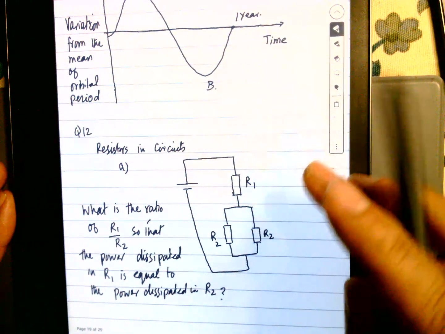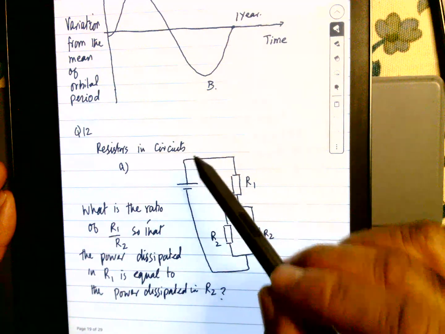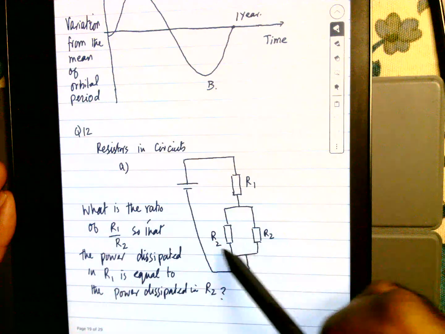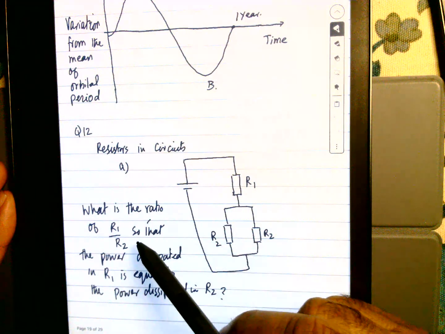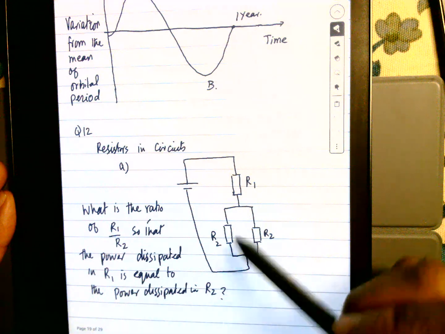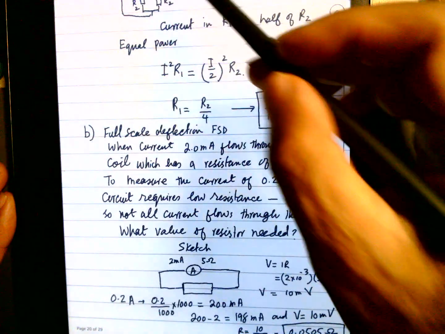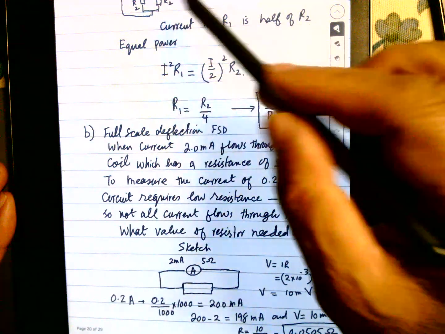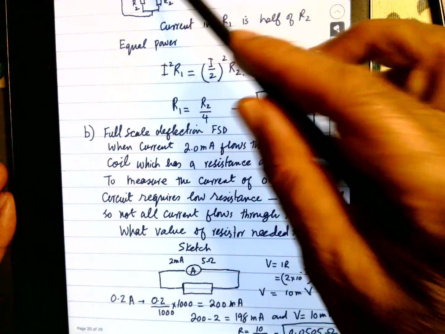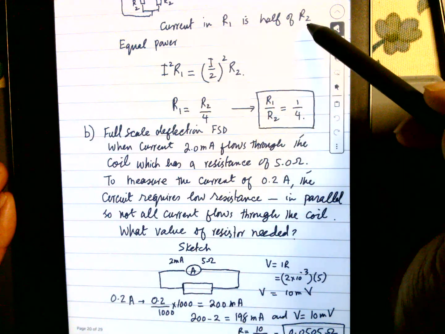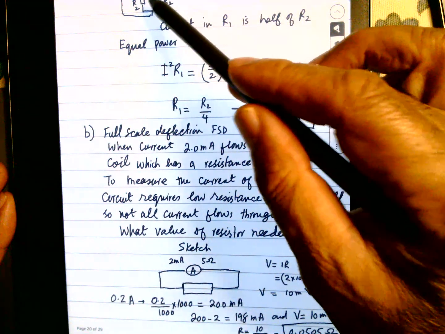Question number 12 is the resistance circuit. What is the ratio of R1 and R2? These are two resistances chosen so that the power dissipated in R1 is equal to the power dissipated in R2. So this is R1 and R2. So the current in R1 is double, the current in R2 is half, because it is divided.